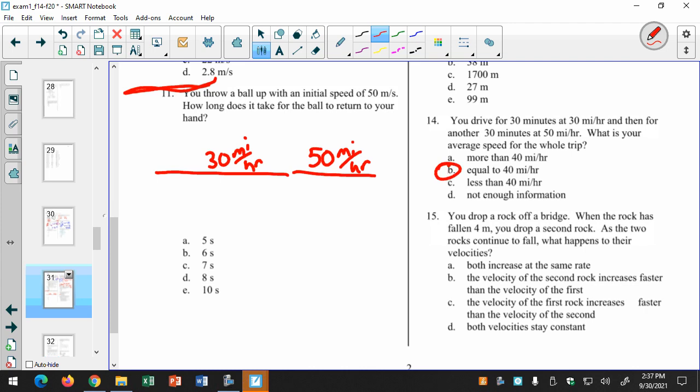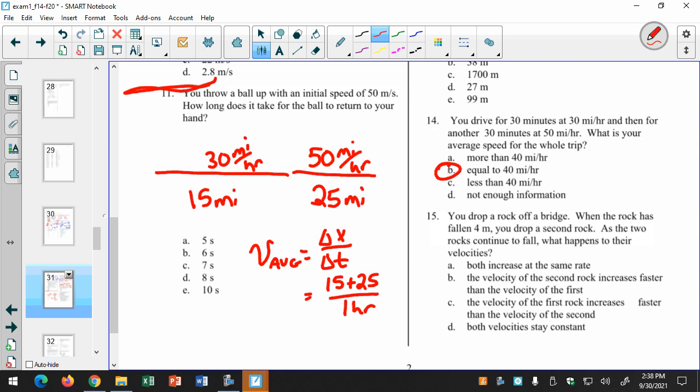If you don't believe me, you can figure this out. In this first leg, I drive 15 miles. And in this second leg, I drive 25 miles. Right, 50 miles an hour for a half an hour, that's 25 miles. So the average velocity equals delta x over delta t, which is 15 plus 25 divided by 1 hour. That's 40 miles an hour.